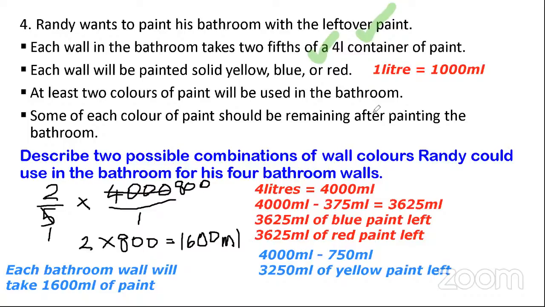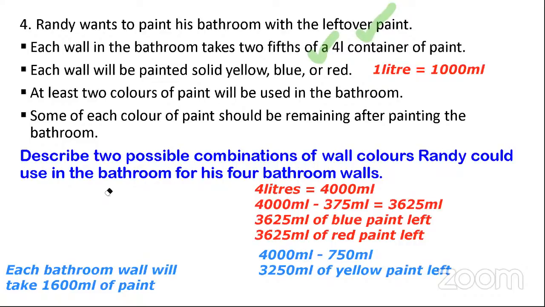All right, so I'm okay. A justification I'm looking for is this. I'm going to erase this part because we need somewhere to work. We have passed this part already and we have written the sentence for that. We worked out that each bathroom wall will take 1,600 milliliters of paint. So since we know that, we first have to look at the amount of paint that we have left, which is right over here.